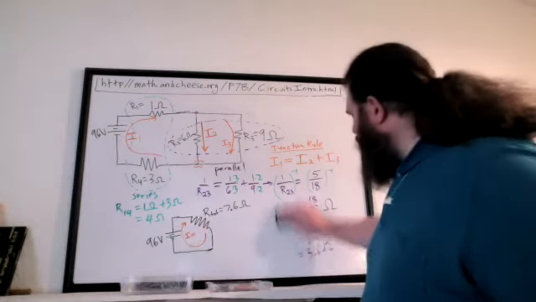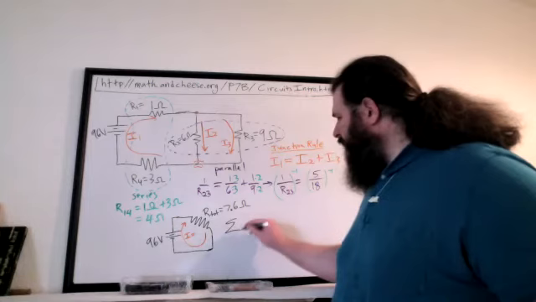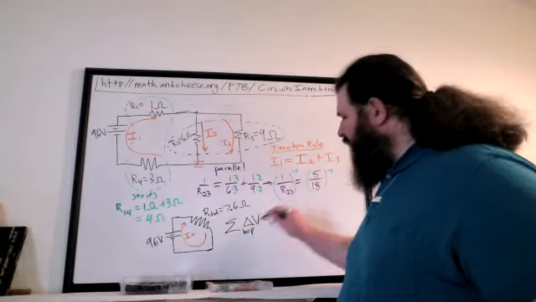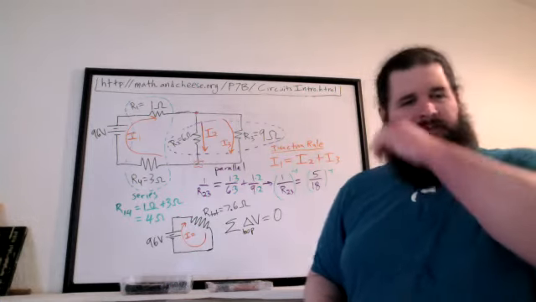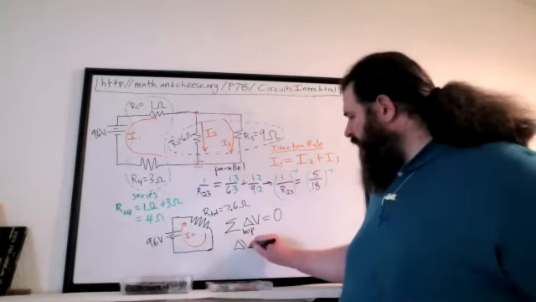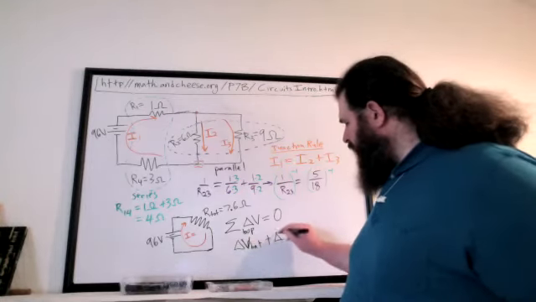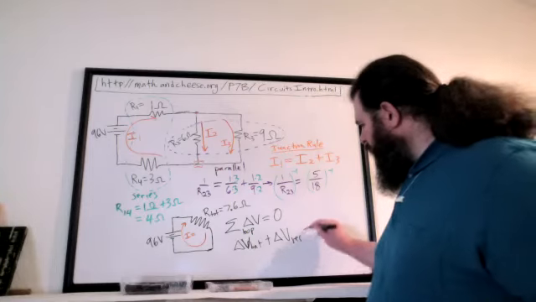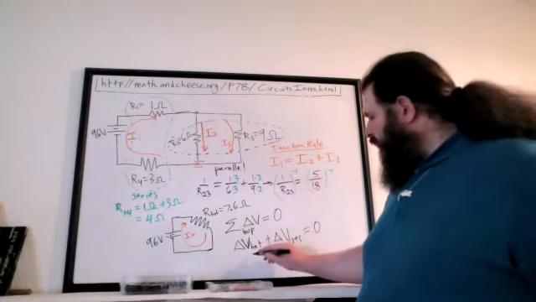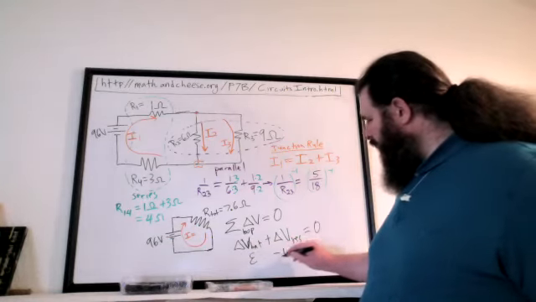In any single complete loop, the sum of all the delta voltages has to add up to 0. In the simplified version, we have just a single battery and a single resistor. So that's delta V of the battery plus delta V of the resistor. Battery is just going to be our plus epsilon, our 96 volts. Resistor is going to be minus IR.